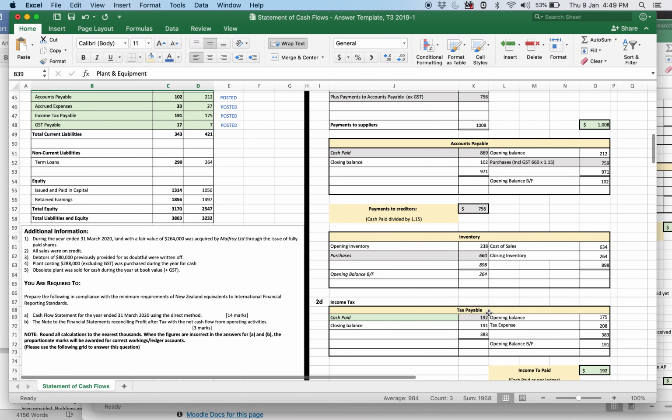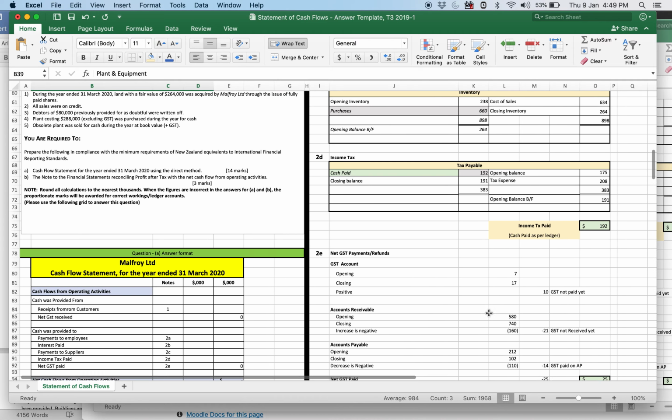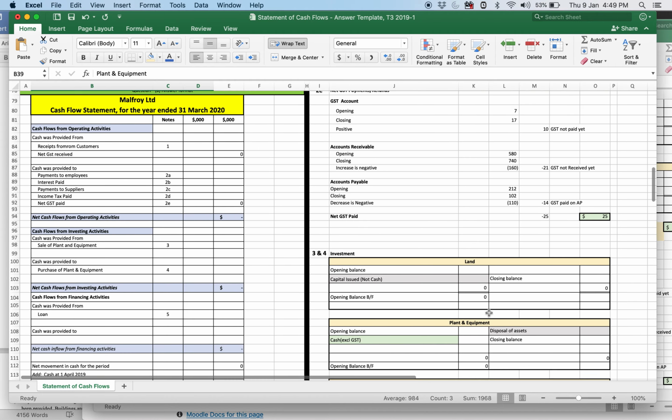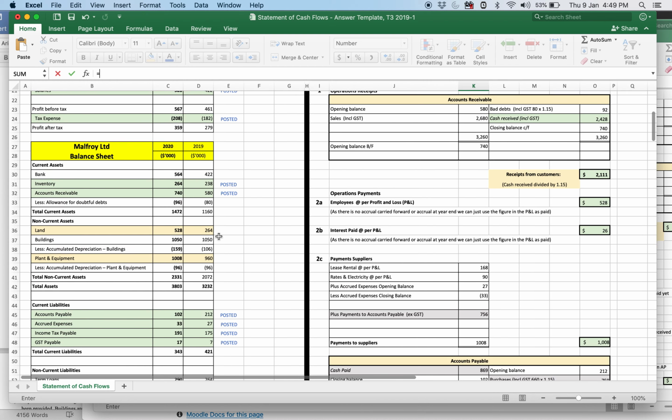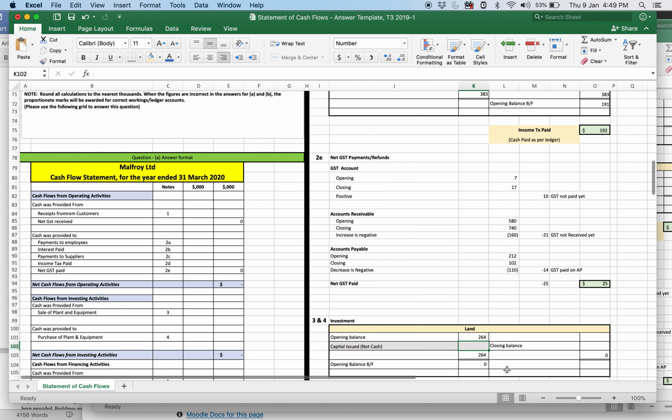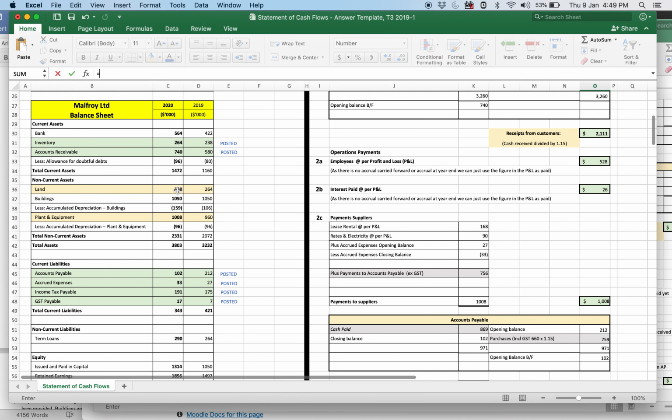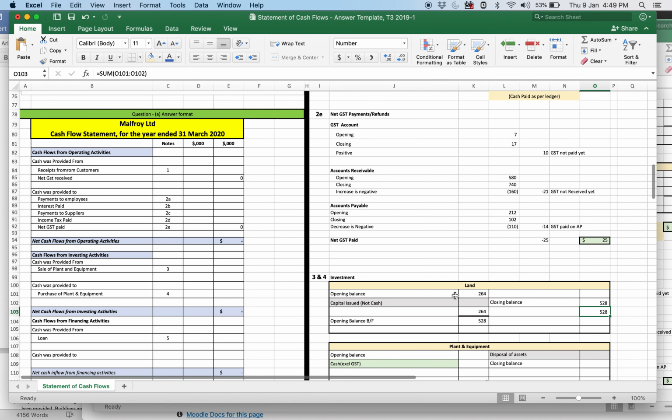Now if I go down to the work paper for investments, land, it says what was the opening balance. The opening balance for land was that. Great. What was the closing balance? The closing balance was that. Okay, so for it to balance will be that figure there. So what we've actually outlaid on land is this figure here. That's excluding GST, right?